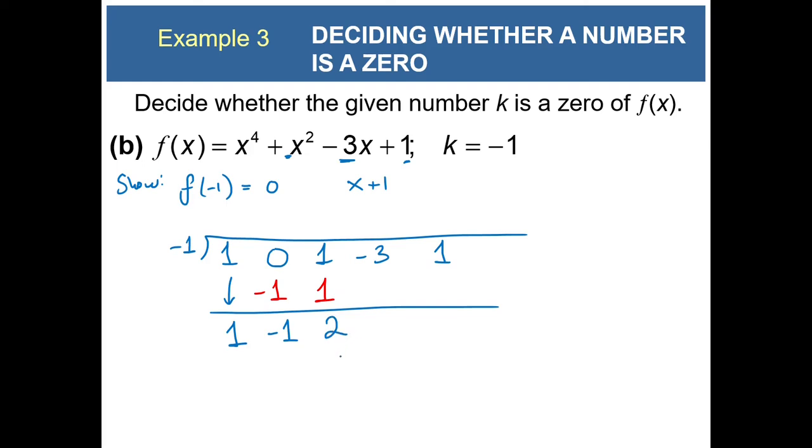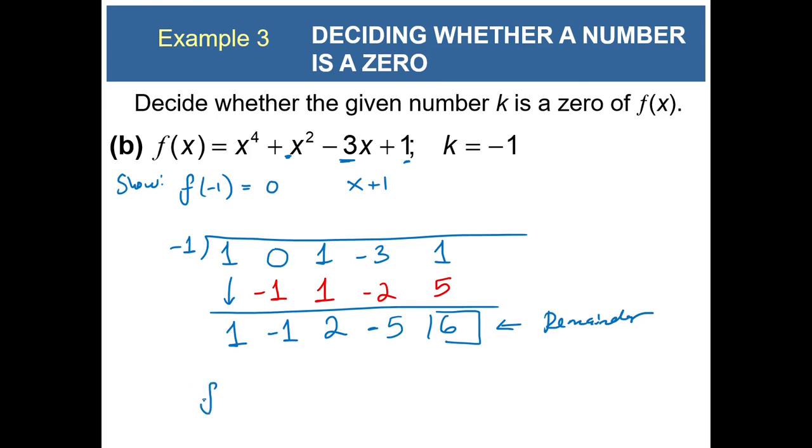Then I'm going to multiply negative 1 times 2, and that gives us negative 2. We'll add negative 3 plus negative 2, and that is negative 5. Then we'll multiply negative 1 times negative 5. Negative 1 times negative 5 is positive 5. And then we'll finally add 1 plus 5. That gives us a value of 6. This 6 is our remainder.